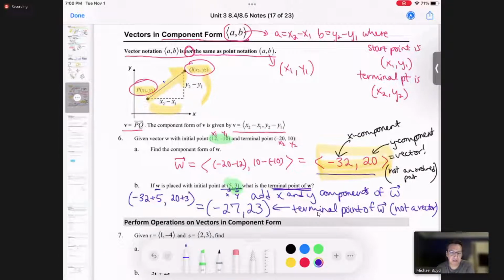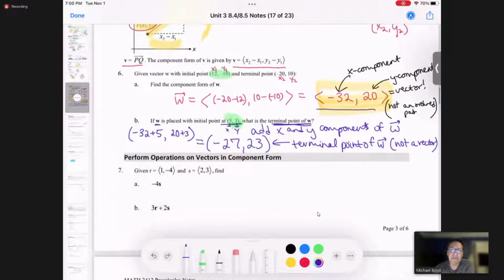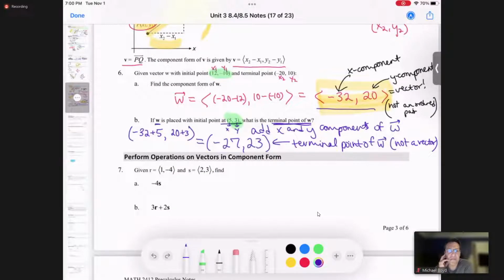But you have the same vector as before, right? Wait, sorry, say that again? If you have a new start point and a new terminal point, but you have the same vector. Yes, exactly. So we have a new start point at 5, 3, and the end point would be negative 27, 23. But if we were to calculate this vector again, it would be the same one. Yep, good. Good question.